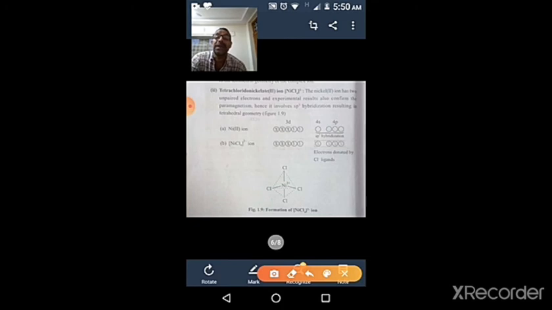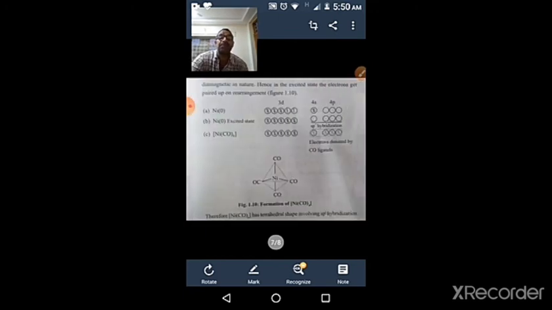Further, the paramagnetic nature of this compound is explained by the presence of two unpaired electrons of nickel. So these two electrons. This is the valence bond theory explanation of tetrachloronickelate 2. One more example.